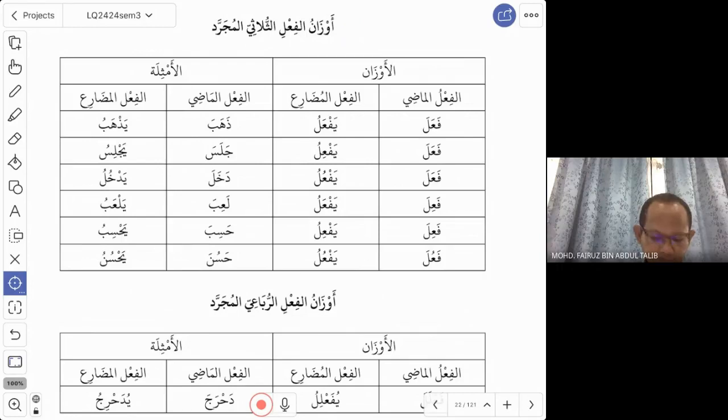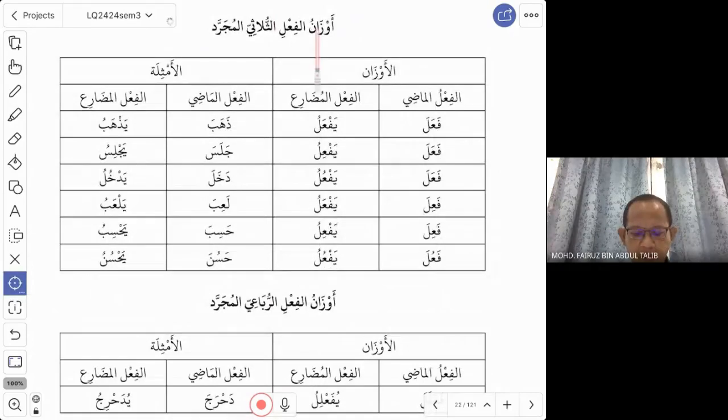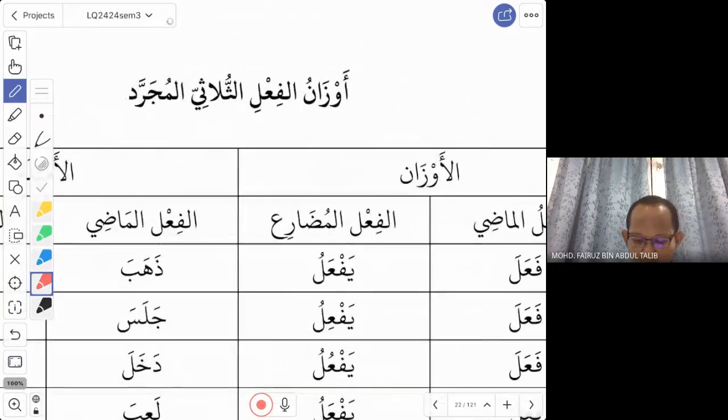Now, this lesson is called Awzanu al-Fi'li. Awzan al-Fi'li. So what is this word? Awzan is a jama' from waznun. Al-waznu, or sometimes we just call it wazan. Al-waznu is a very important concept in sarf. Actually, it is the core concept. So you will never understand the whole topic of sarf if you do not understand this wazan.